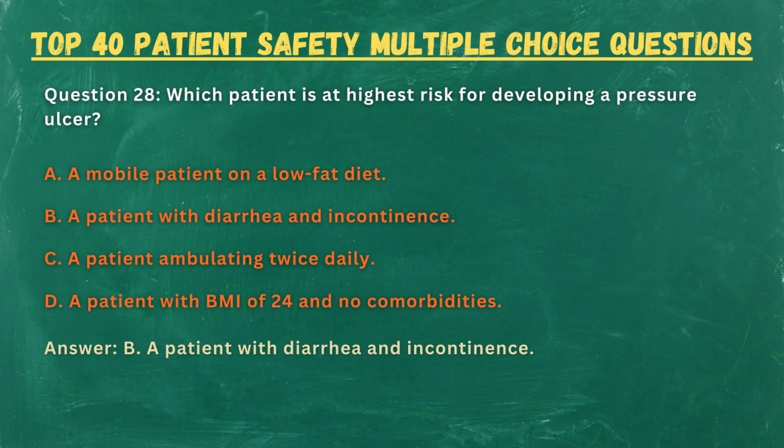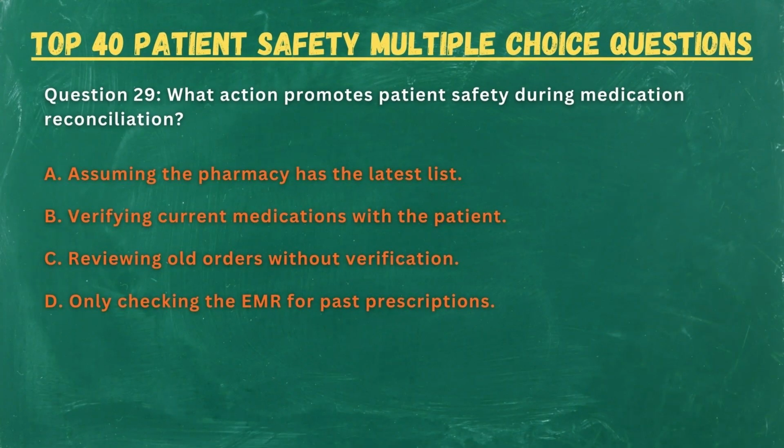Answer. B. A patient with diarrhea and incontinence. Question 29. What action promotes patient safety during medication reconciliation? A. Assuming the pharmacy has the latest list. B. Verifying current medications with the patient. C. Reviewing old orders without verification. D. Only checking the EMR for past prescriptions.